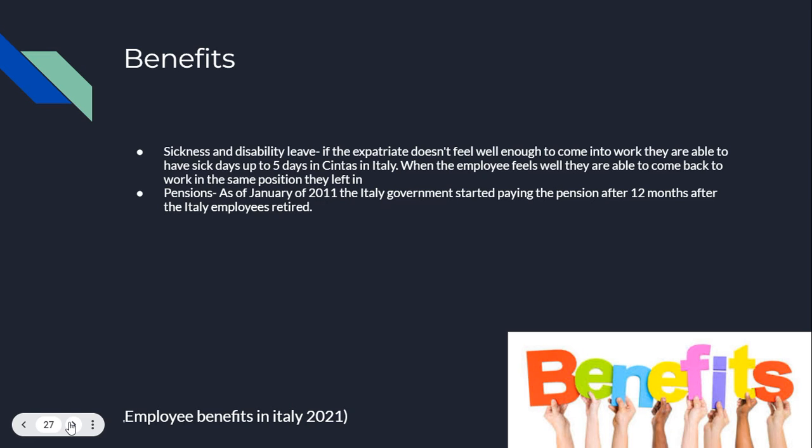The expediter will also have sickness and disability leave. If the expediter doesn't feel well enough to come into work, they are able to have sick days, up to 5 days while they are in Italy. When the employee feels able to come back to work, they will work in the same position as they left. How the pensions will work is, as of January of 2011, the Italian government started paying the pensions 12 months after the Italian employee retires.